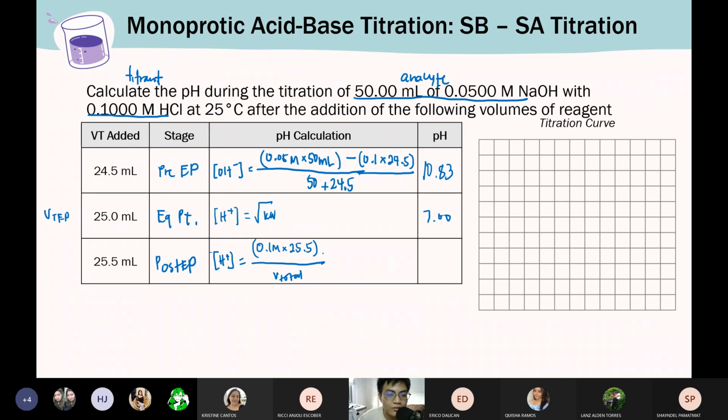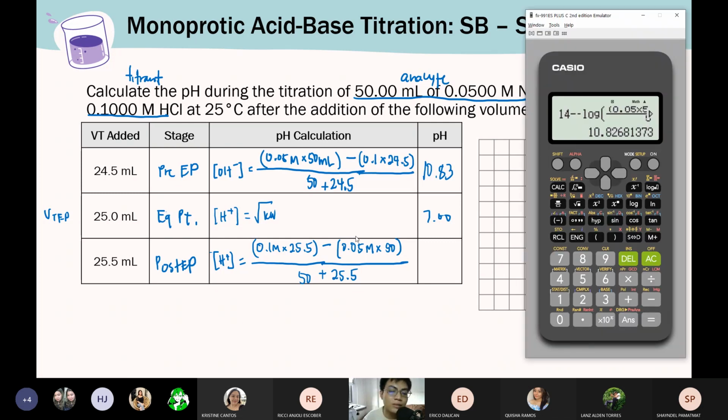Minsan, di ko na nilalagay yung unit. Basta, gets mo na siya. For the analyte, 0.05 molar times 50 ml. Divided by the total volume, so you have 50 ml analyte plus 25.5 titrant. Ito, pag ni-negative log mo to, pH na to. Okay, kasi H plus concentration na yan eh. Okay, so negative log of that thing.